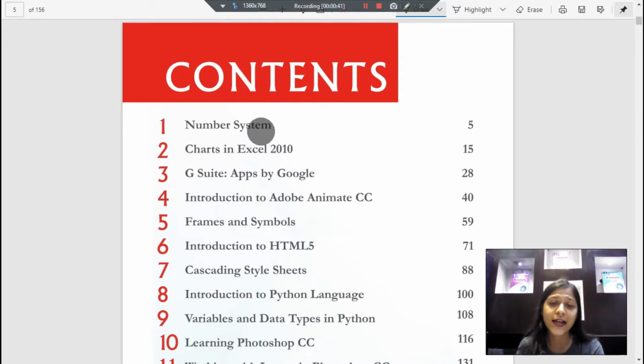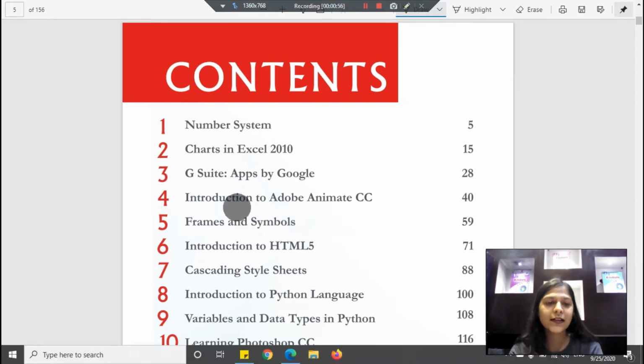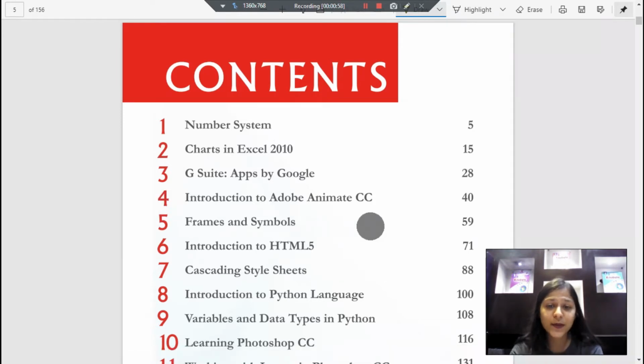Then we have charts in Excel 2010. Third, we will study more about G Suite apps by Google, which include all the applications that Google provides us for free. Then we will study about Adobe Animate CC, frames and symbols, and so on and so forth. So let's jump on to the first chapter, which is number system, and see what we have there.